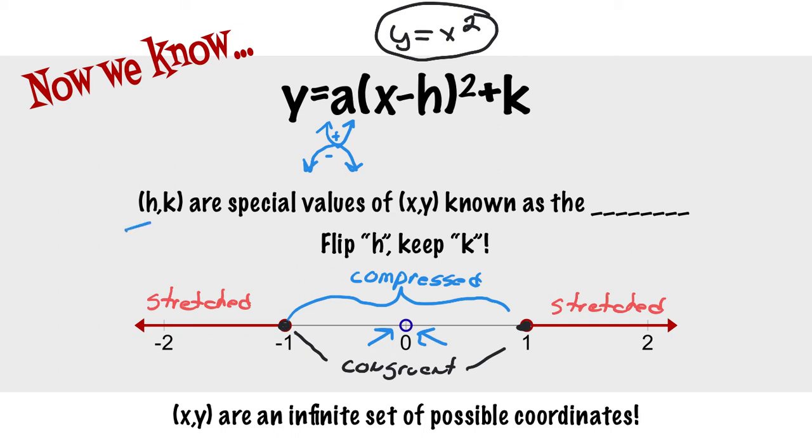We know that h and k is the vertex, and that they are special values of x and y. To easily tell what the vertex is, flip h or change its sign and keep k. Just a reminder that x and y are an infinite number of possible coordinates.